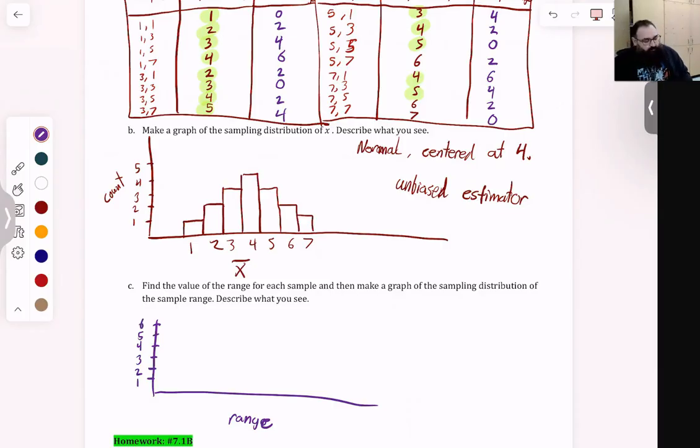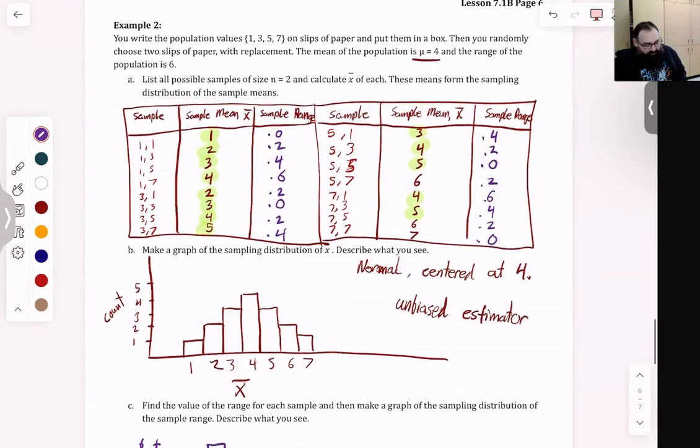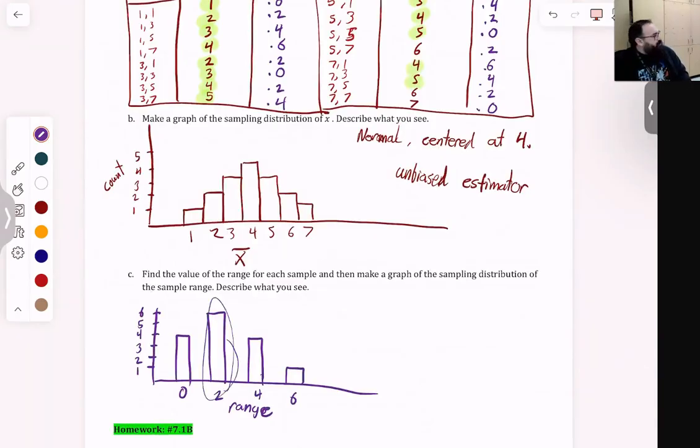I think we're actually getting around time. This one's really not that important, but how many times does 0 happen? 4 times. So that's 0. Then 2, 1, 2, 3, 4, 5, 6. And 4, 1, 2, 3, 4. And then 6, 1, 2. Does that look like a good estimator of the actual range? Because the actual range is 6, but it's centered at 2. Does that feel good? No, this is biased.